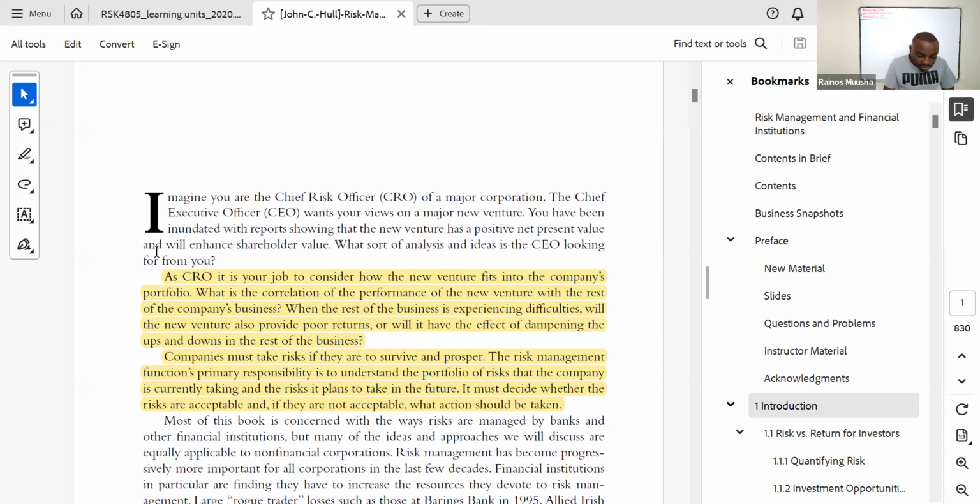Companies must take risk if they are to survive and prosper. So the risk management function's primary responsibility is to understand the portfolio of risks that the company is currently taking and the risks it plans to take in the future. So it must decide whether the risks are acceptable, or if they are not acceptable, what action should be taken as well. So that's basically the risk management function of the organization.